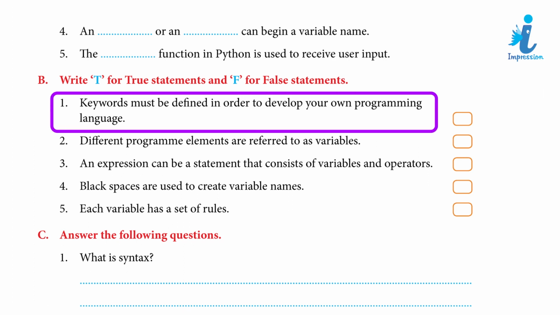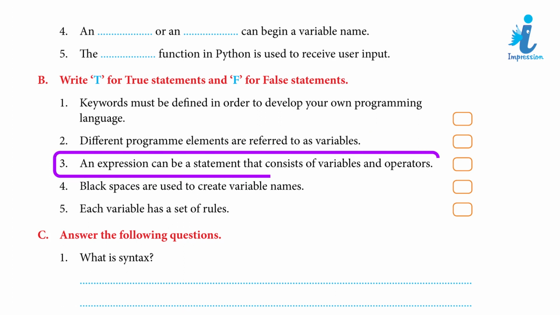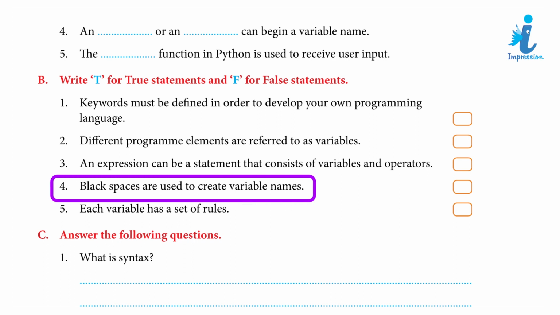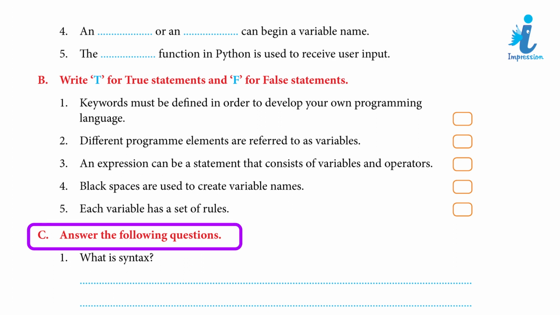1. Keywords must be defined in order to develop your own programming language. Answer: true. 2. Different programming elements are referred to as variables. Answer: false. 3. An expression can be a statement that consists of variables and operators. Answer: true. 4. Blank spaces are used to create variable names. Answer: false. 5. Each variable has a set of rules. Answer: true.